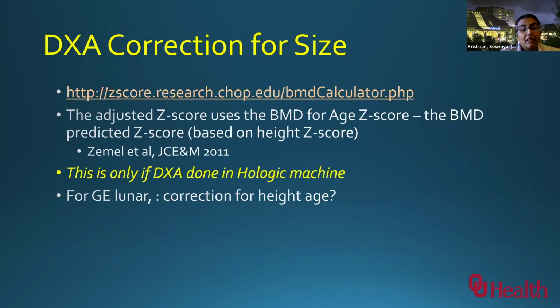There are published ways to correct for size. This is a Z-score calculator from the CHOP group that's available on the website, where you can enter your BMD and it will correct your BMD for height Z-score. But this is available only if you do BMD on a Hologic machine. If you use other machines to measure your bone mineral density, you have to look for either correction for height, age, or maybe pubertal status.